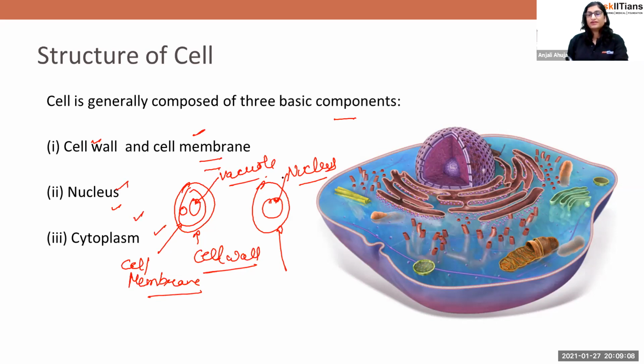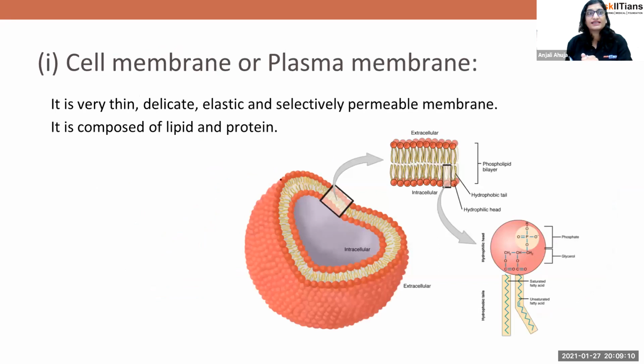So let's study further. The first thing that we have to understand, guys, is the cell membrane or the plasma membrane. This is a very thin, very delicate membrane. It allows only certain, specific material to pass through it, and the material is actually the molecules that pass. It is selectively permeable, meaning it allows only selective material to pass through it. It is made up of lipid.